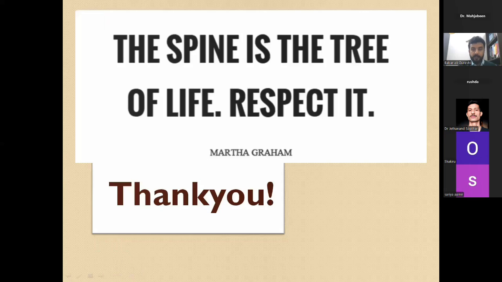Okay, so that's it from my side. This is a quotation: the spine is the tree of life, and so we need to respect it. Obviously, our postures, sitting position, and straining over the back really matter.